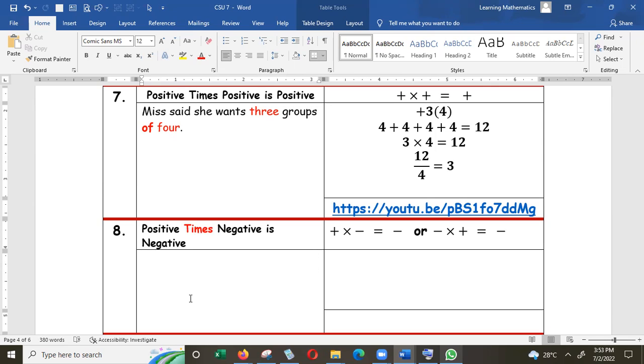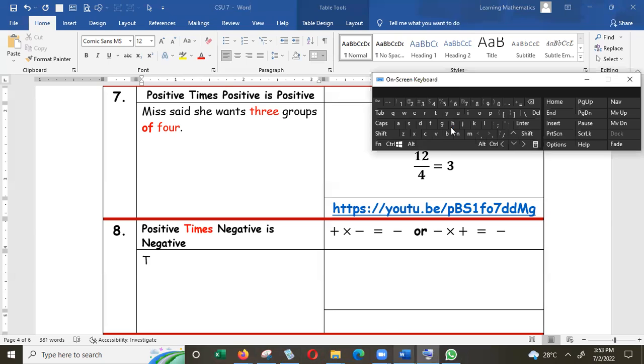We can start by saying: 3 times I borrowed $4. 3 times I borrowed $4.